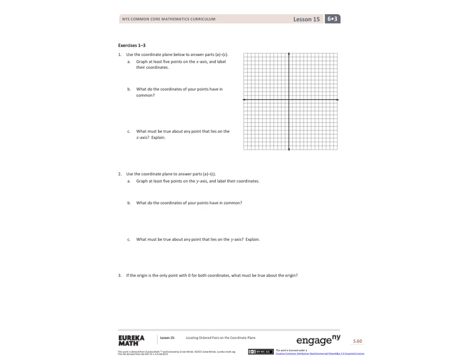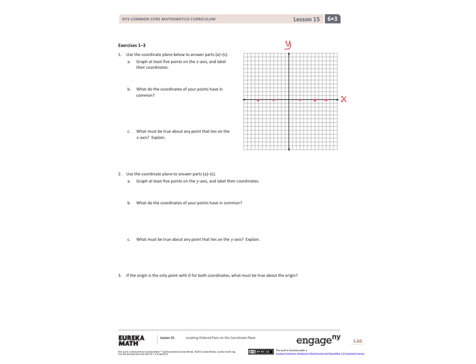Then this one says, use the coordinate plane below to answer parts A through C. Okay, graph at least 5 points on the x-axis and label their coordinates. So you can do whatever you want, but do I have to label them too? Here's my x, here's my y. So I'm first going to just come in here and there's 1, 2, 3, 4. It said at least 5. There's 5. Okay.